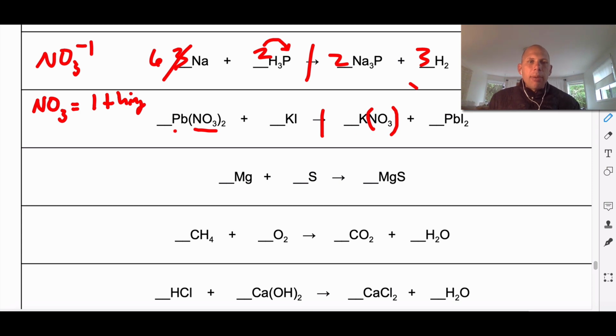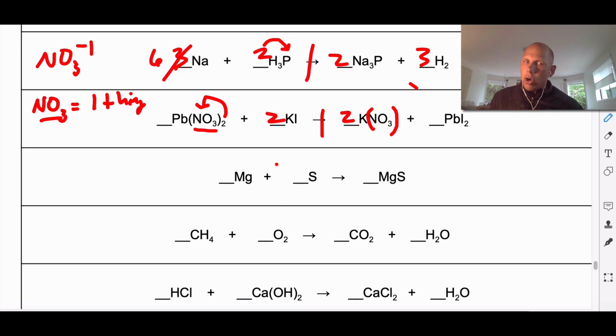Okay, let's start. How many Pb's here? 1. How many Pb's here? 1. How many NO3s, because we're treating it as one thing? 2. How many NO3s here? 1. So we have to put a 2 in the front. So now let's start over. How many Pb's here? 1. How many Pb's here? 1. How many NO3s here? 2. How many NO3s here? 2. How many K's here? 1. How many K's here? 2. So I have to put a 2 here.